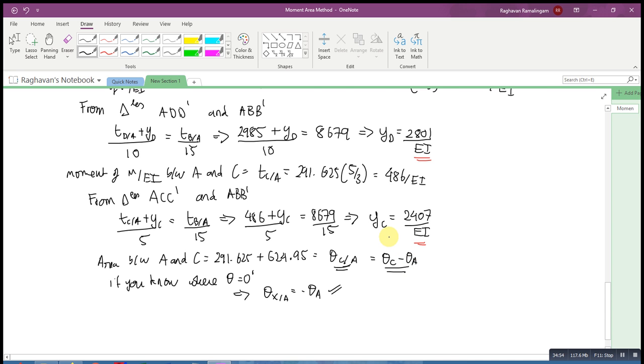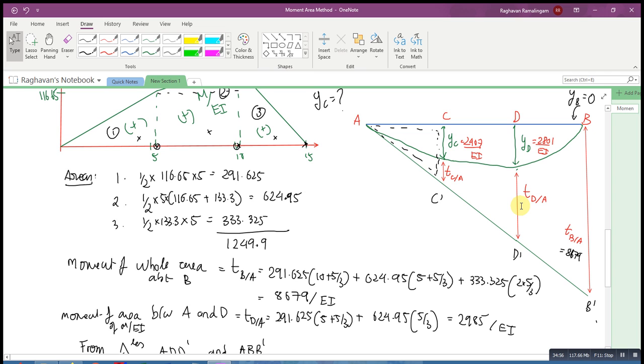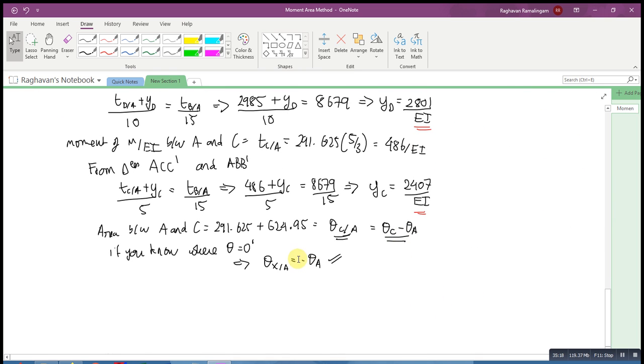So probably what you could have done is, if you can find out that, say, the slope here is 0, then if you take the area up to this location, I can get what is actually theta A. I can get what is theta A if I know that at this point theta is 0. Otherwise, no, it's just left in terms of two relative values.